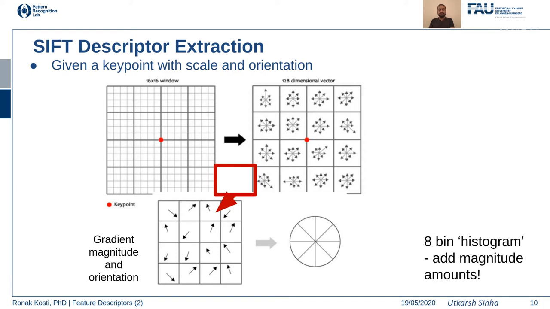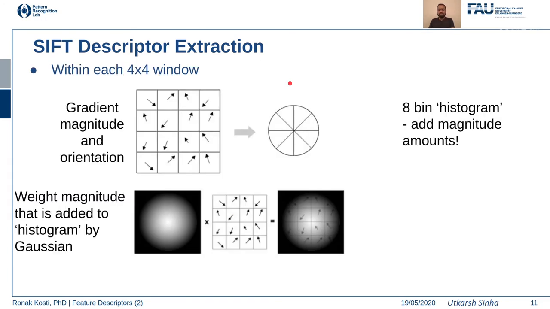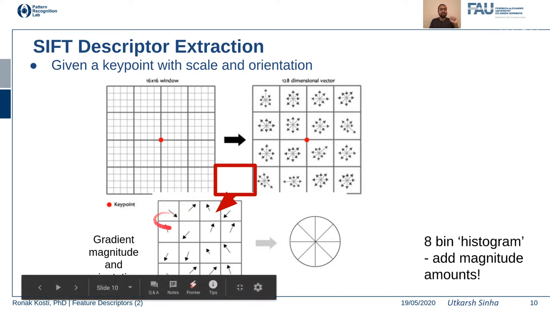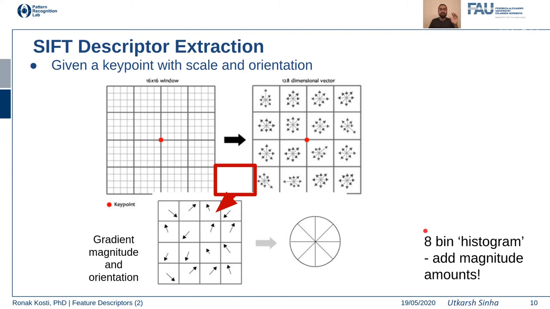Okay, so we move on. I forgot to mention how you calculate the 128 dimensions. For this 16x16 window, there is a 4x4 window for which, for each of these windows, you compute the gradient magnitude, and then you distribute it into an 8-bin histogram over these 8 different gradient directions. Okay.